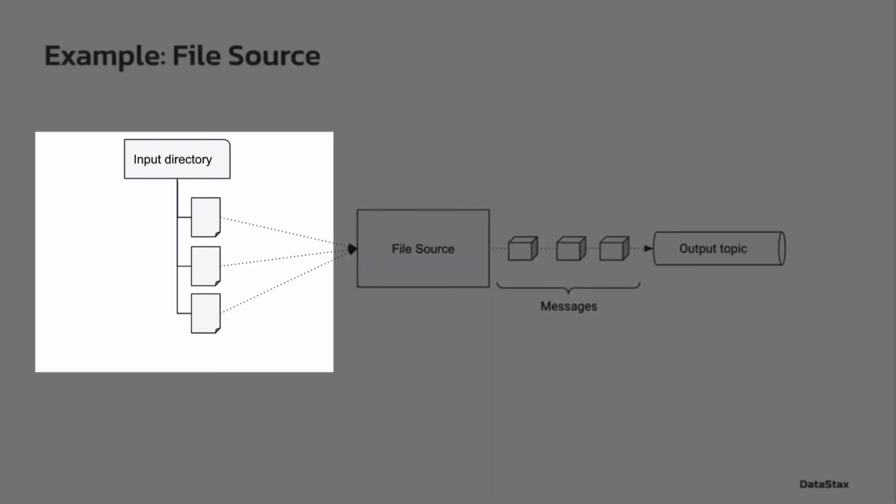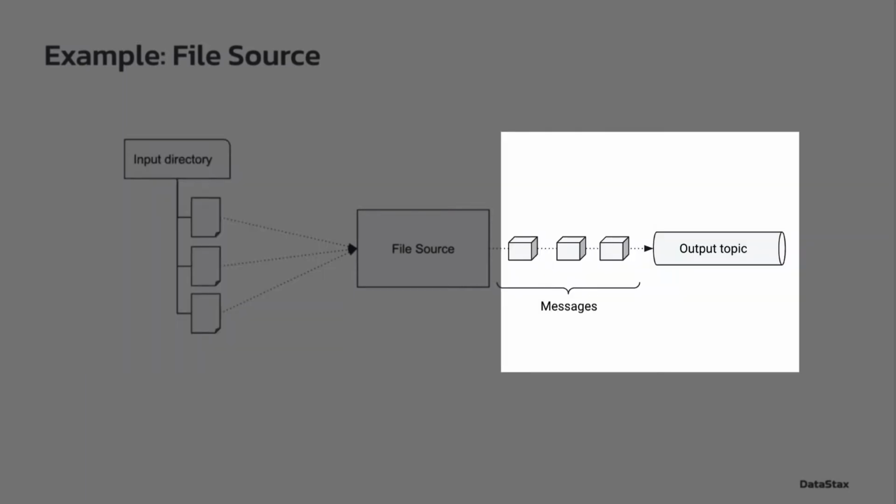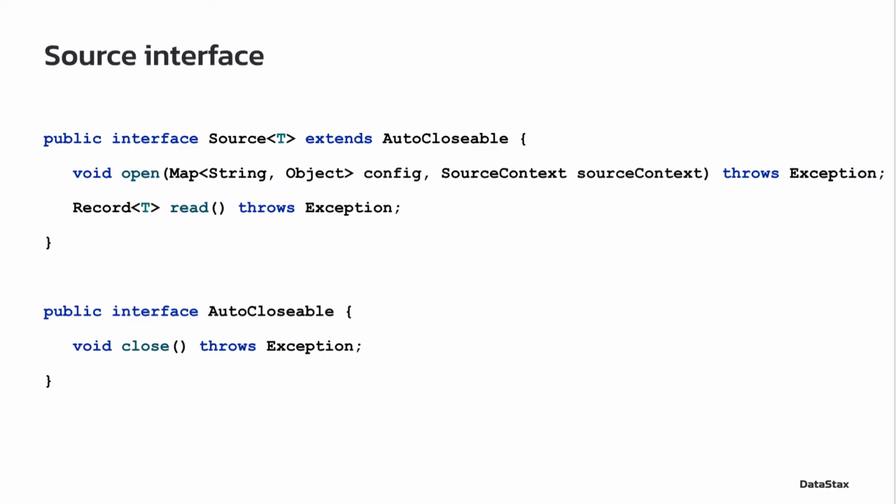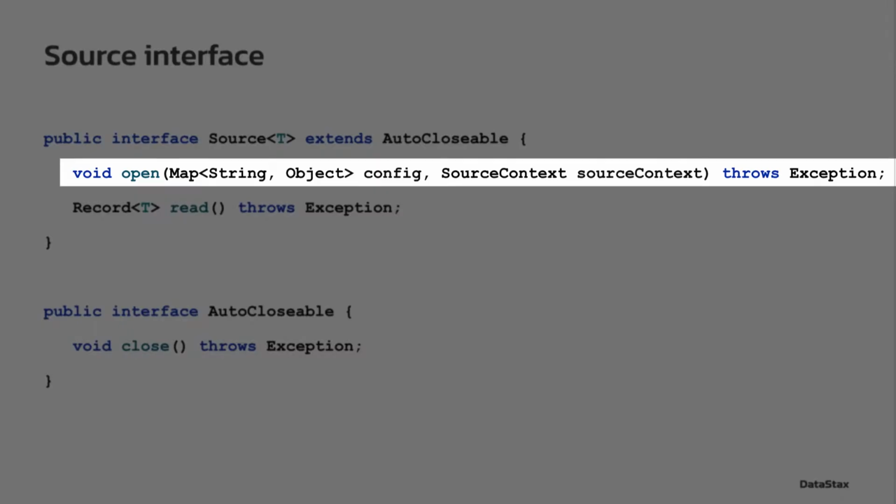It reads files line by line from a configured input directory and sends a message for each line to the output topic. To write your own source, you'll have to do it in Java. You'll need to implement the source interface methods open, read, and close. The open method is called by the Pulsar runtime at initialization of the source. As arguments, you get the configuration that is passed by CLI or API when creating it, and the source context that contains some information about the source.